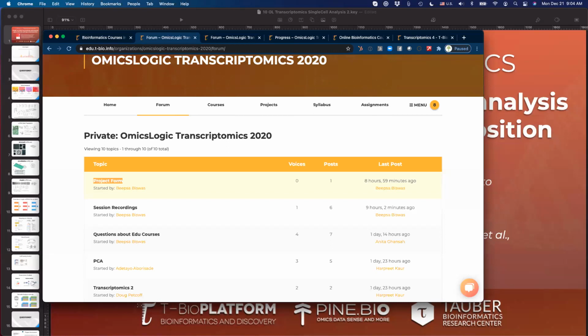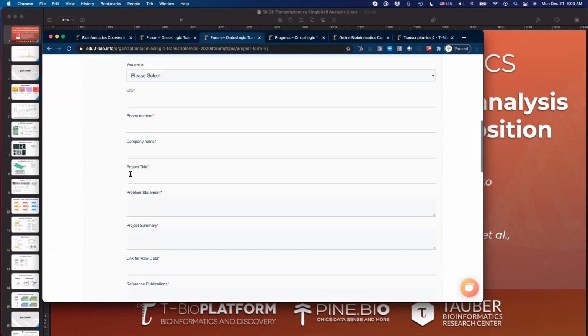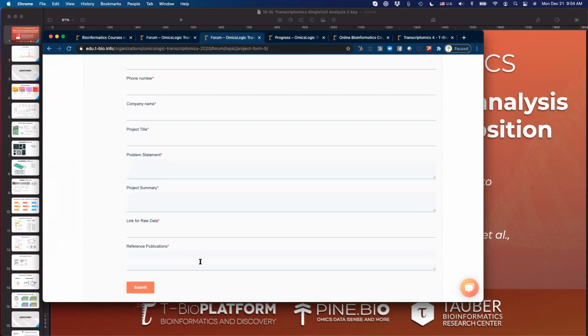So this project forum will help you think about a project of your own. As we go through today's session, I will briefly touch on some of these areas. If you go to this form, you will see here, starting from right about here, project title, problem statement, project summary, link for raw data, and reference publications are some key elements to get you started. It will help you do literature review and find data sets associated with different publications.